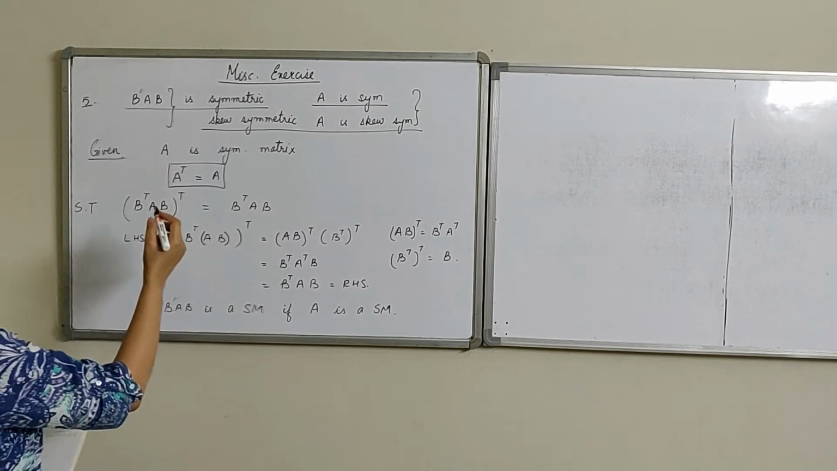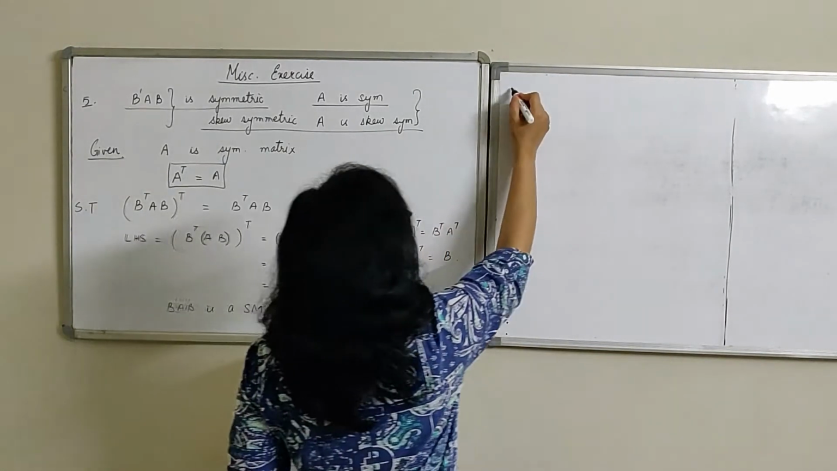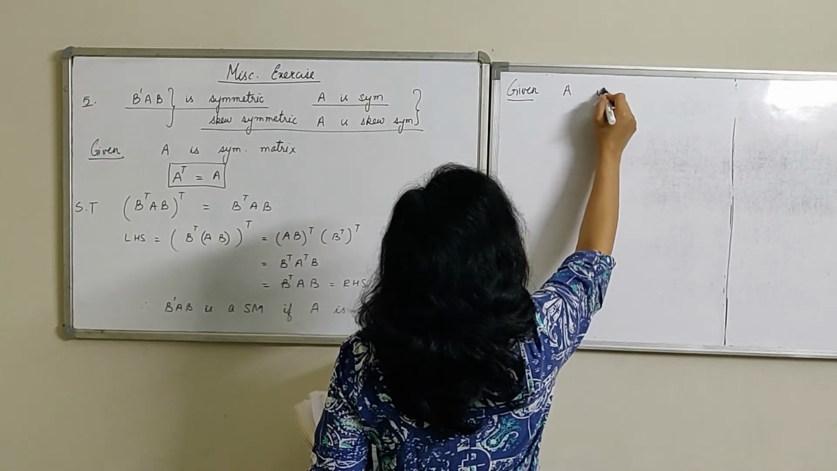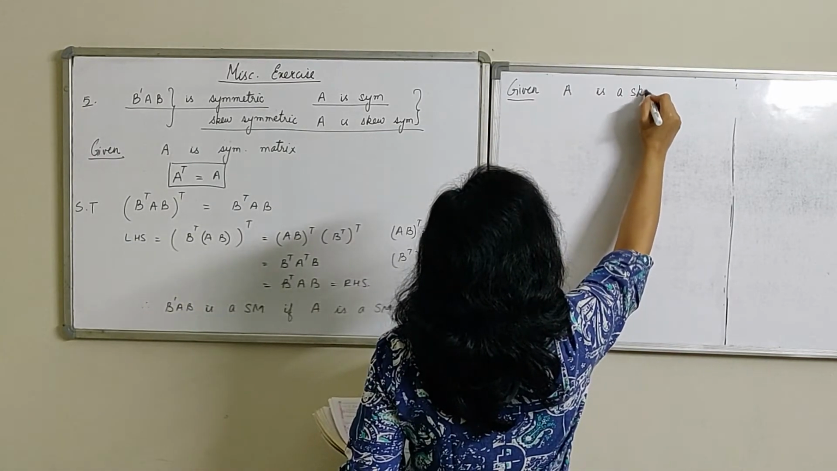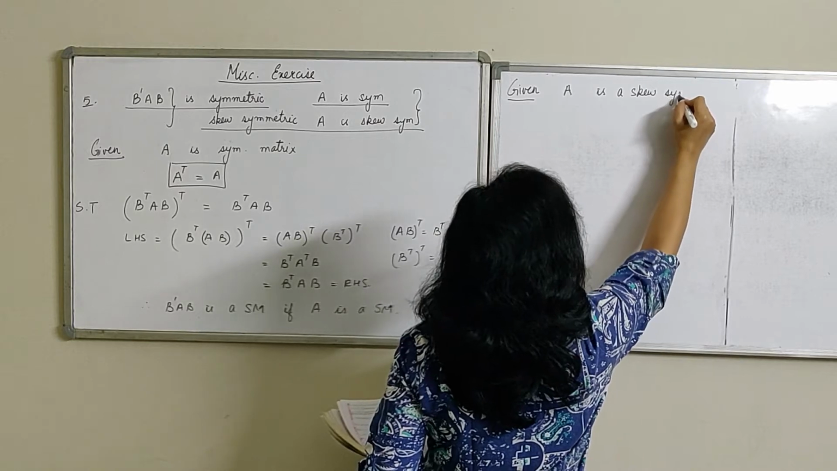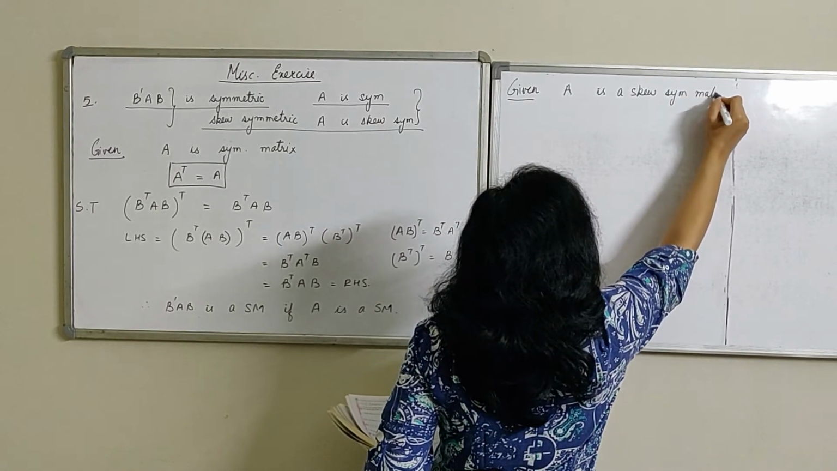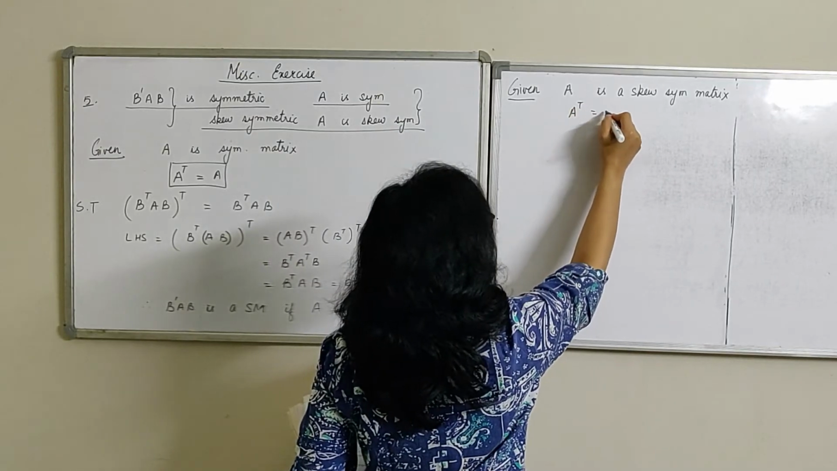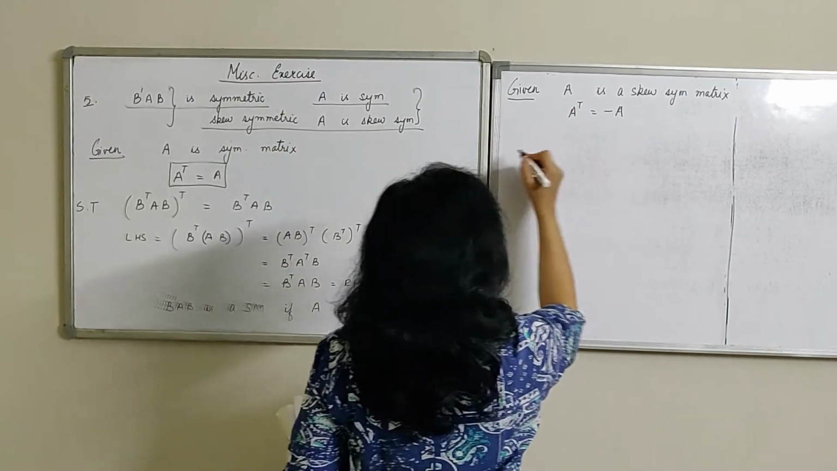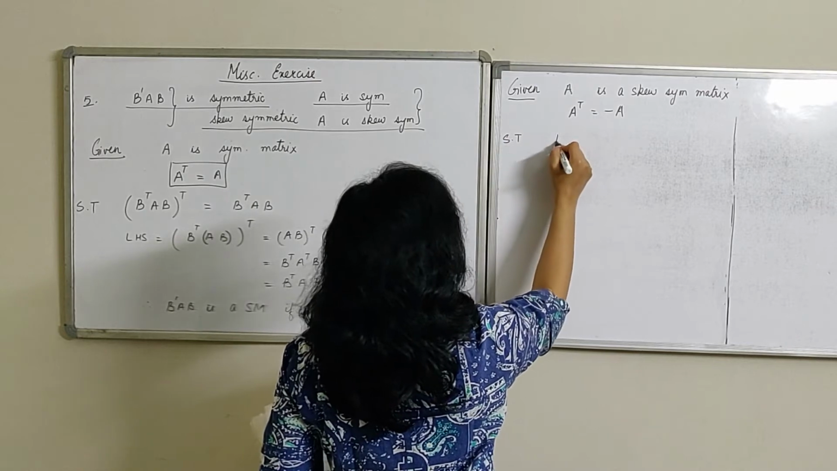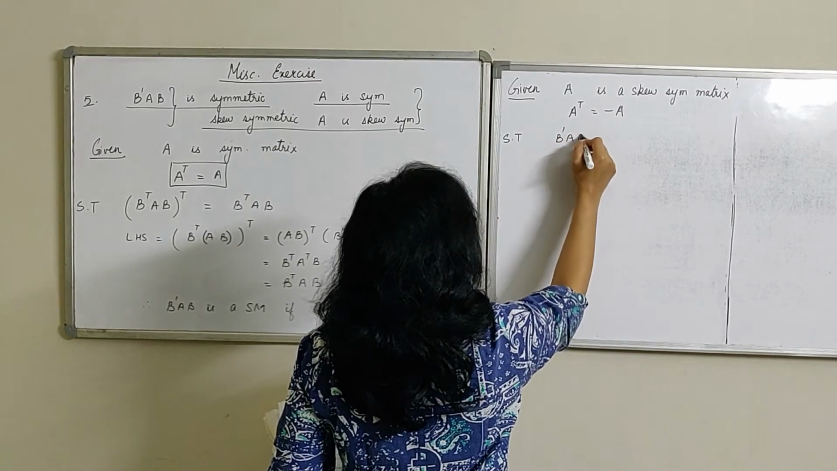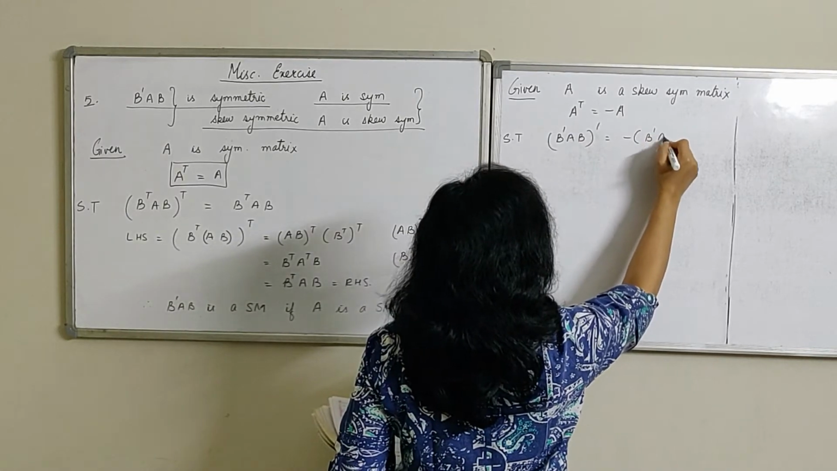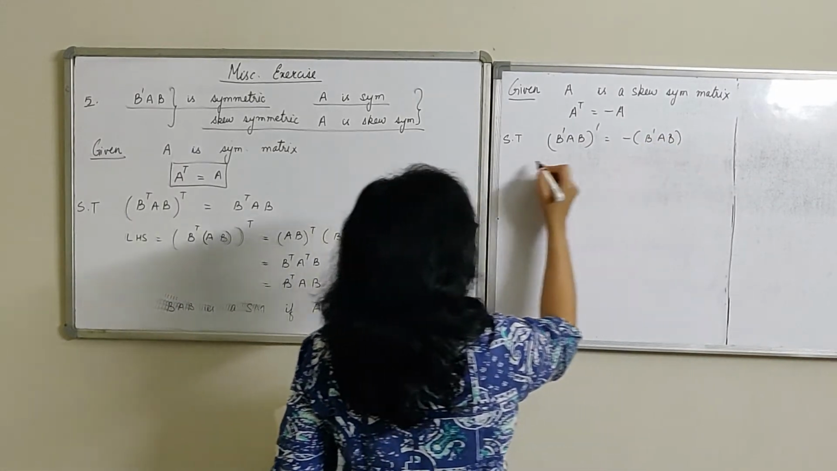Now moving on to the second part. In the second case, we are given that A is a skew symmetric matrix. A skew symmetric matrix means the transpose is equal to the negative of the matrix. Here we have to show that transpose of this is equal to minus of B dash AB. This is what we have to show.